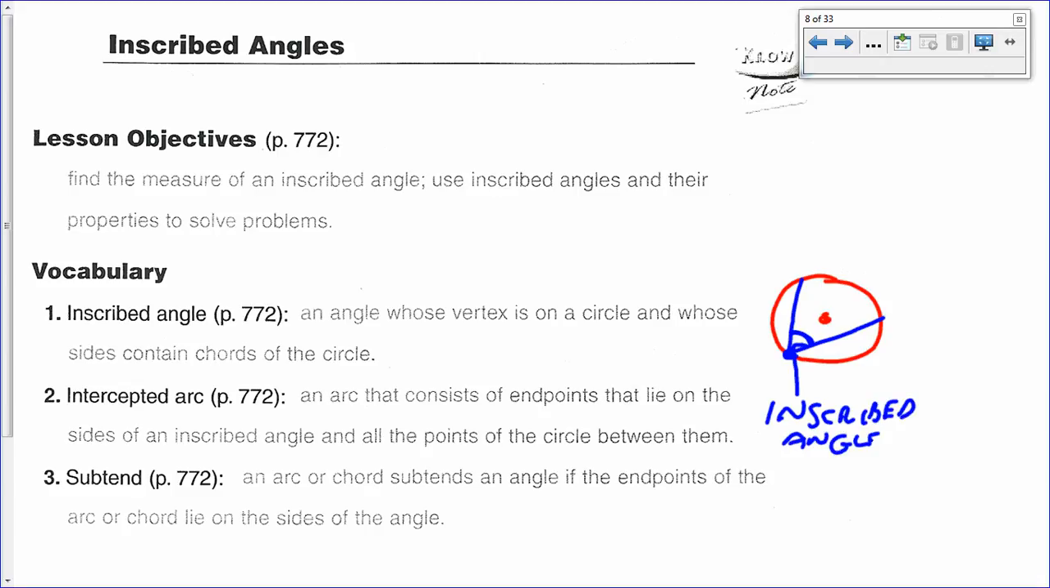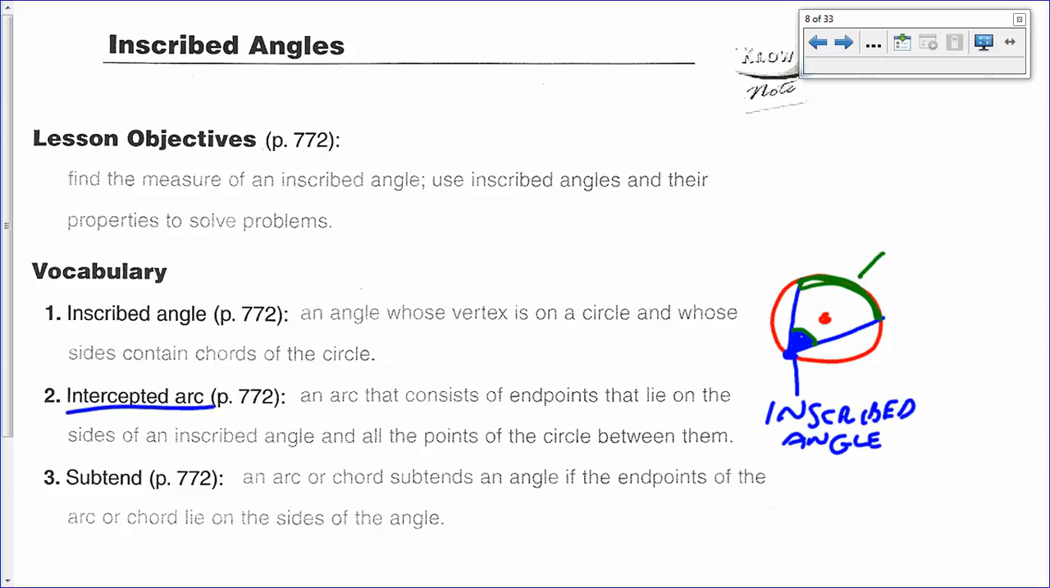Okay, so this would be an inscribed angle right here. It's made by two chords. And when you have an inscribed angle, you get what's called an intercepted arc. The intercepted arc is inside the angle, basically. So here's the angle, and here's the intercepted arc.